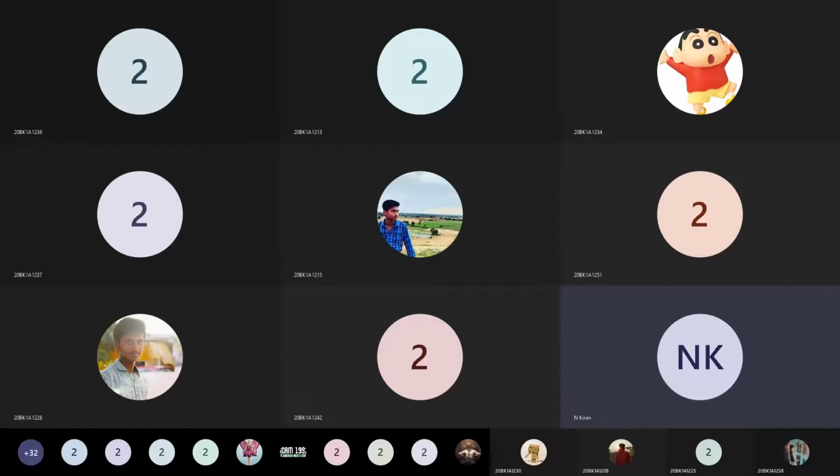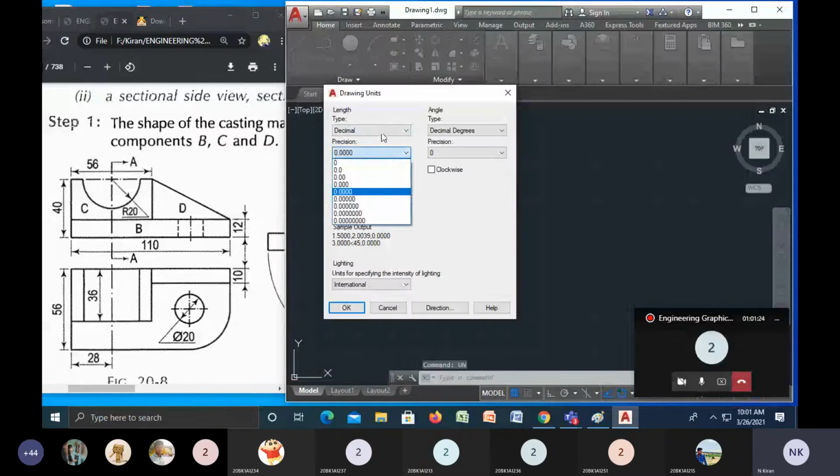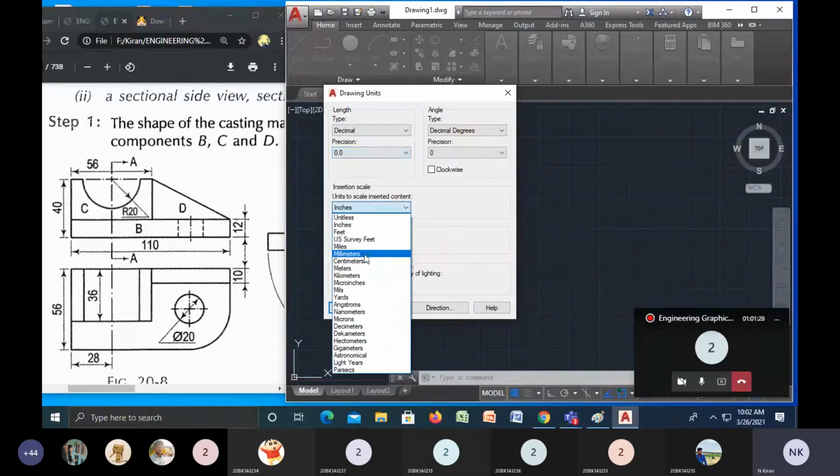Okay. Yes, this is our next problem in the isometric view. So I have opened AutoCAD. In this, before starting, type UN and enter units. We have to set the units and decimal precision to single zero and inches to mm.